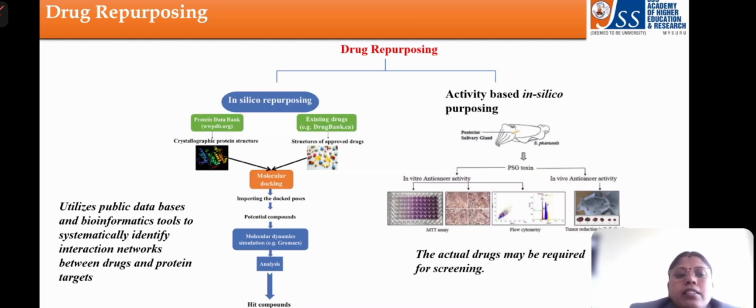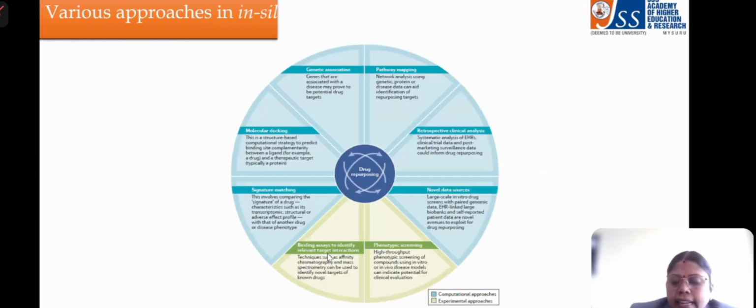from the Protein Data Bank, we get the crystallographic protein structures, and the existing drugs you can get from DrugBank. Then you do the molecular docking, the well-known structure-based drug design. The molecular docking is a preliminary testing. Of course, you have to validate the molecular docking by doing molecular dynamics. Then you have to do the MMGBSA and MMPBSA, that is the binding free energy calculation. At last, you have to do the analysis.